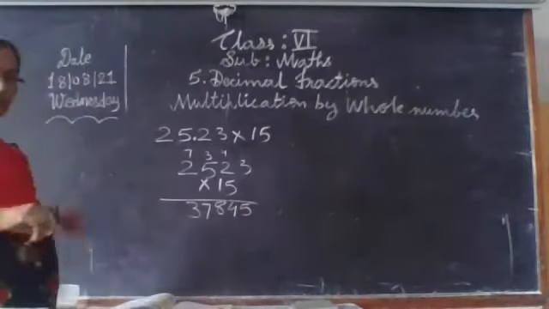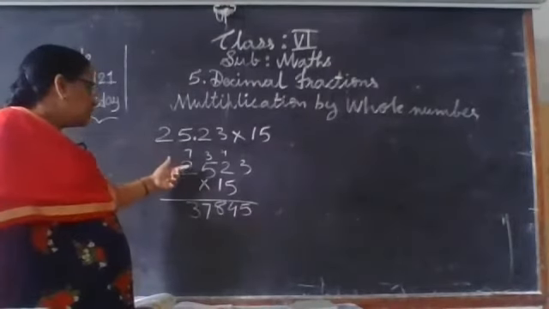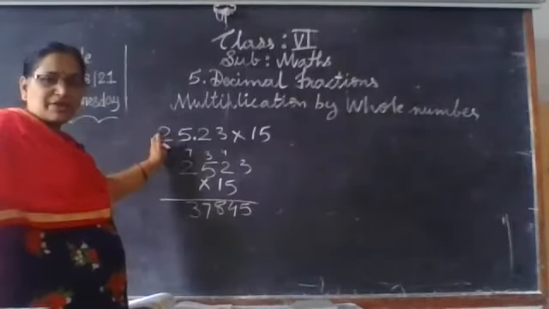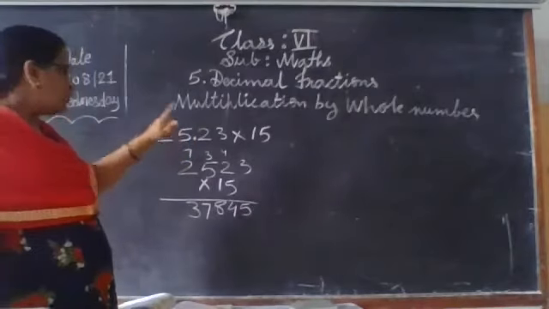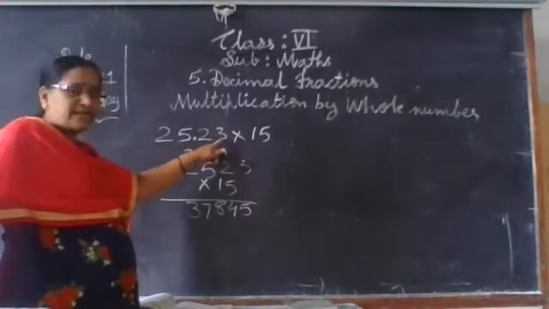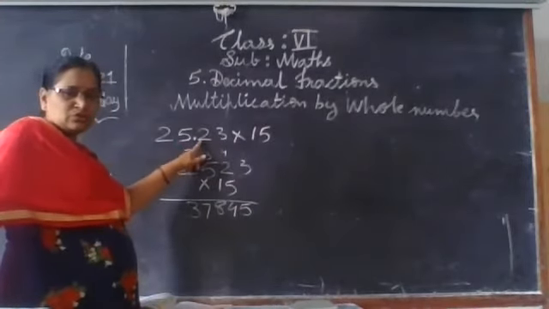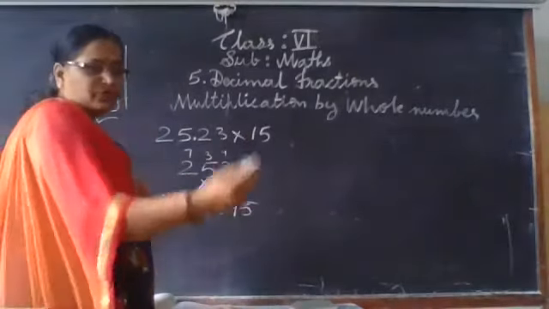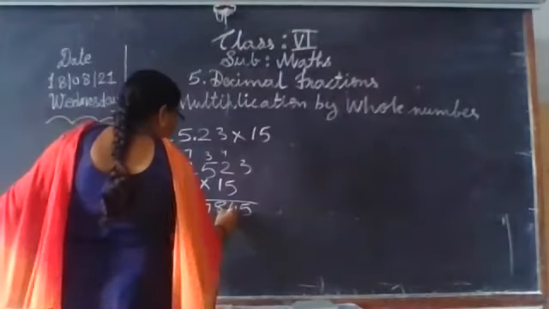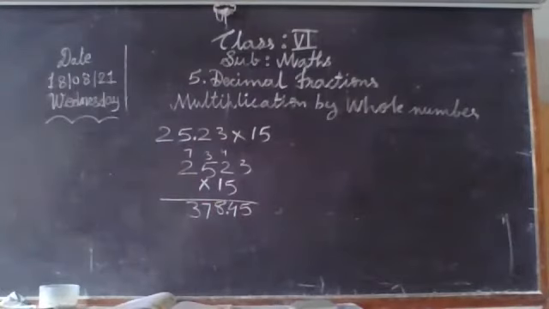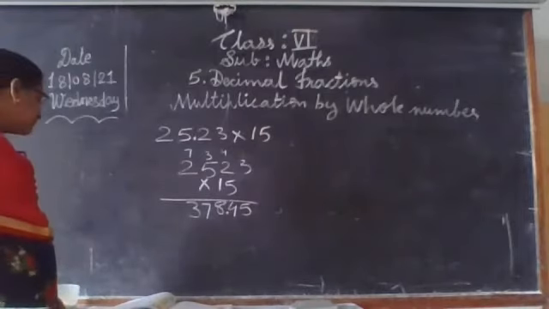Okay. So it is the multiplication of 2523 by 15. But our real number is 25.23. So see children, this number has 2 decimal places, 1, 2. So you have to put the decimal point in the final answer from the right side, 1, 2. So what is the answer here? 378.45. So got it, children?